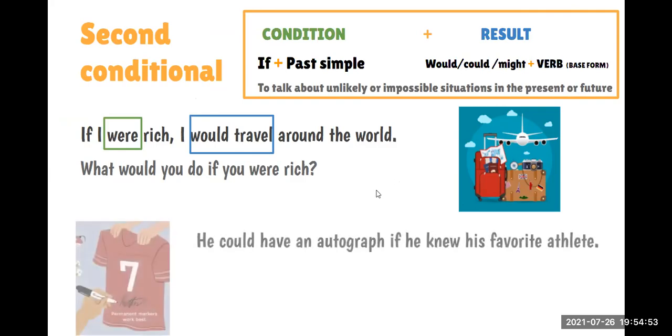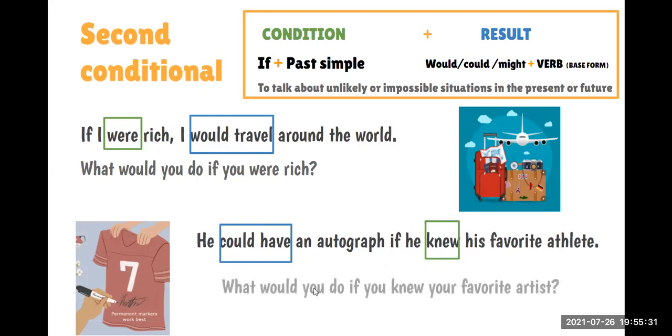Okay. Then we have here, he could have an autograph if he knew his favorite athlete. As you can see, we can use could, with the verb in the base form. We can use the simple past in the condition. We can change the position of the condition and the result. The only difference is that if we place the condition at the beginning, we have a comma. And if we place the condition at the end, we don't need to use a comma.